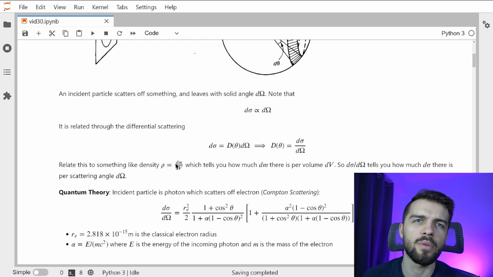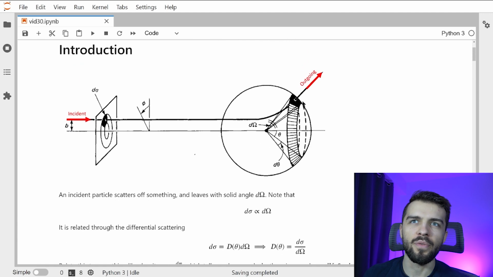Well, think about something like density, rho is dm/dV. What that essentially tells you is in an arbitrarily small volume dV, how much dm is there per dV. So what dσ/dΩ tells you is how much dσ there is per scattering angle. So if I look at a scattering angle like this, how much dσ is there per this black area here? So maybe I'm up here and there's a different black area here. And maybe that corresponds to a smaller dσ, maybe somewhere up here. And if I'm down here, then I have a black area here, and maybe that's a slightly larger dσ. So it says how much dσ is there, like this black area here, per dΩ, this black area here. It's very analogous to density with mass and volume.